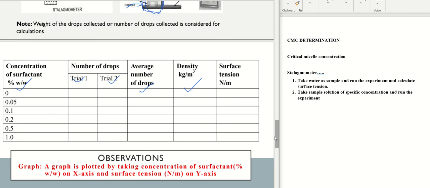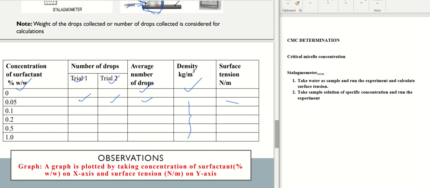Now let's take the second sample, the solution containing 0.5% of surfactant solution. Similarly, run the experiment with the same procedure. Note down the number of drops formed, trial 1, trial 2, and take the average number of drops formed. And the density of the surfactant solution, by means of specific gravity bottle, we'll get to know the density of the surfactant solution. And density remains same. And calculate the surface tension.